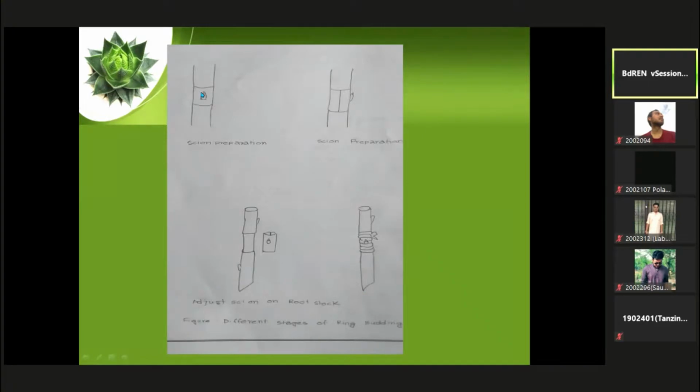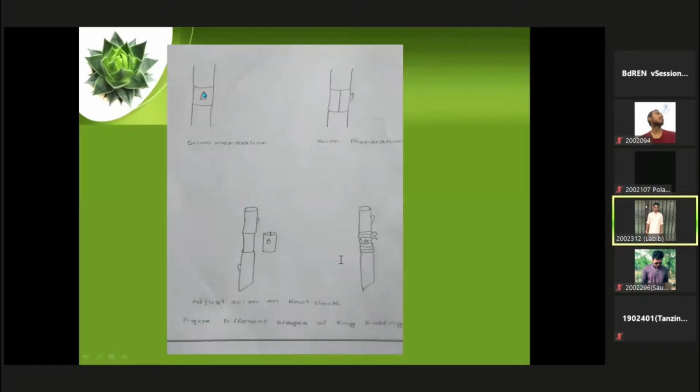Okay, sir. Just as a rectangular. In case of ring budding, we have removed the scion as a ring. But in case of patch budding, we will remove the scion as a rectangular shape scion. Okay. So then just on the stalk, we will remove a portion of bark as a rectangular shape.